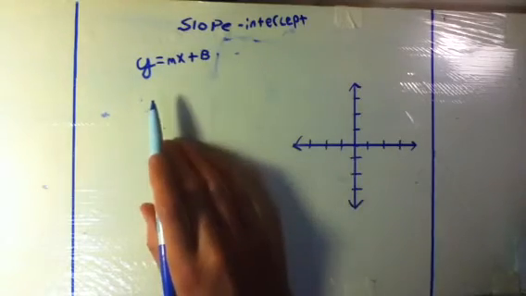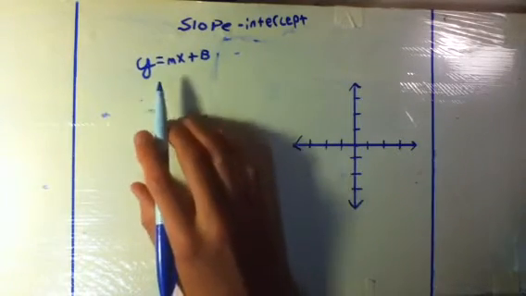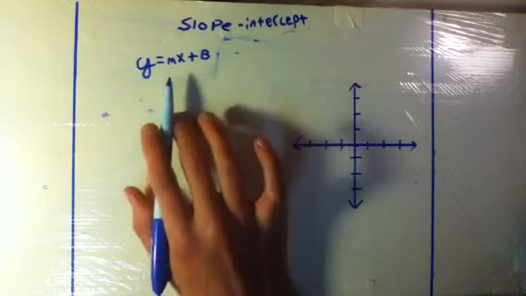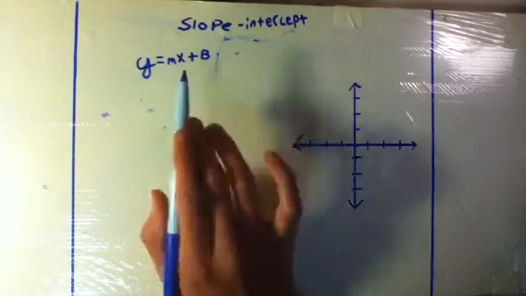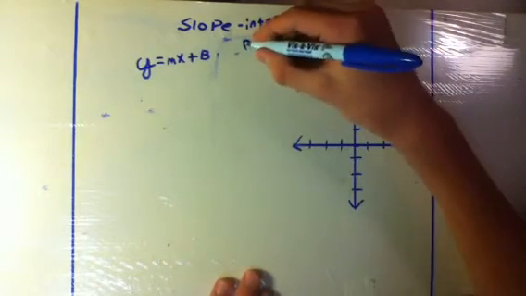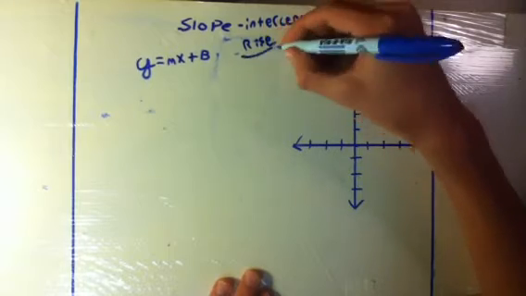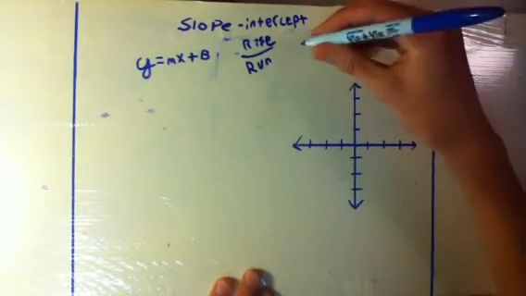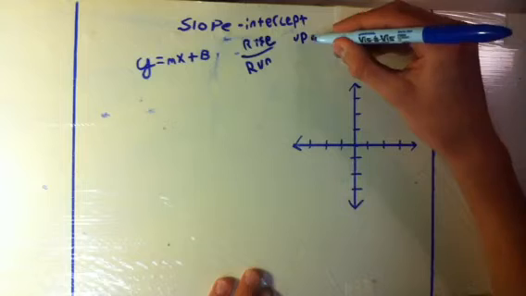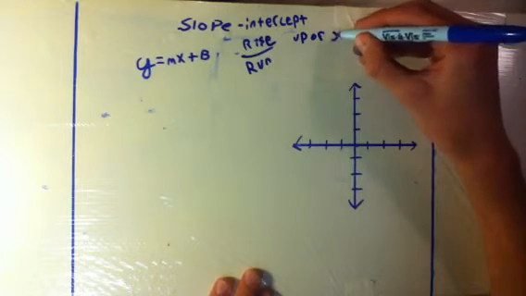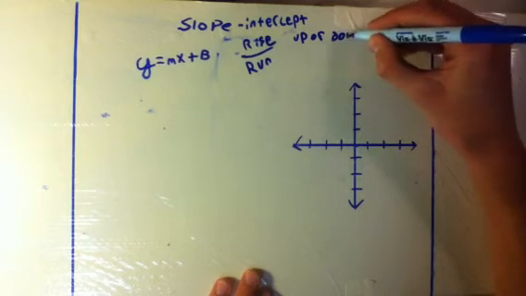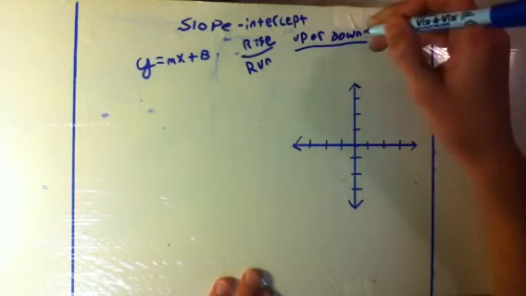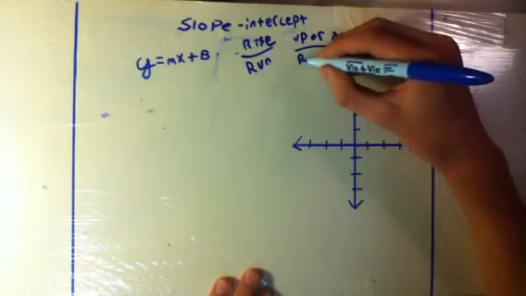Well, the formula for graphing would be y equals mx plus b. M is the slope, and if you don't know what slope is, it's rise over run, which would mean up or down, over, it's either right or left.